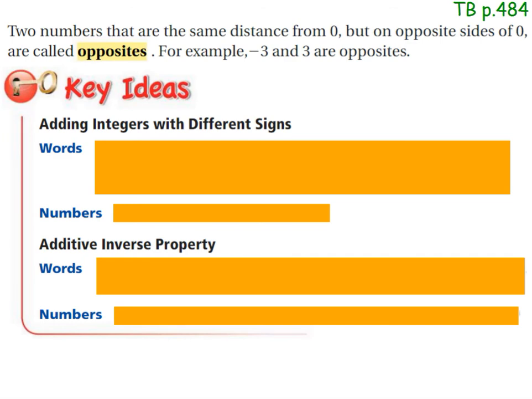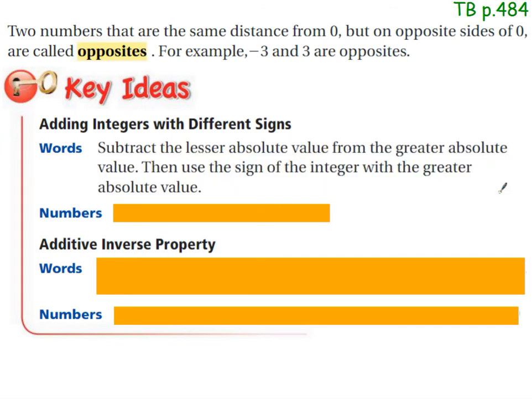Okay, so we've talked already about this, but two numbers that are the same distance from 0 but on opposite sides of 0 are called opposites. For example, -3 and 3 are opposites. So when we're adding integers with different signs, we do have a different rule to follow. We're going to subtract the lesser absolute value from the greater absolute value, then keep the sign of the integer with the greater absolute value. So let's look at some number examples.